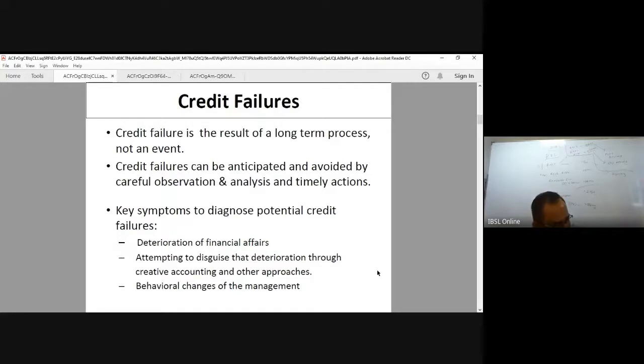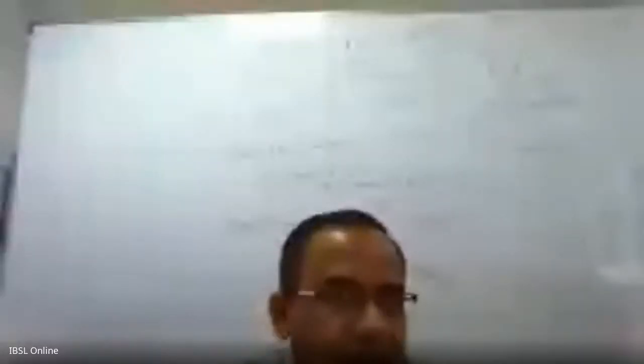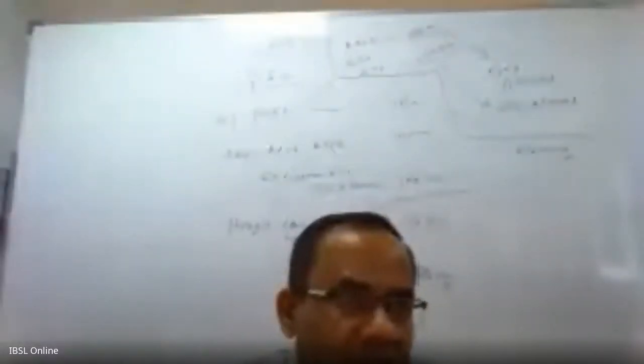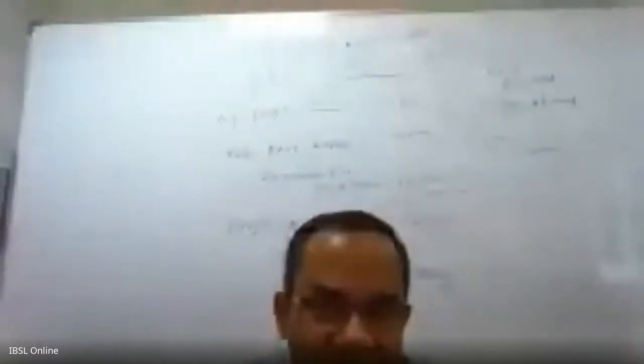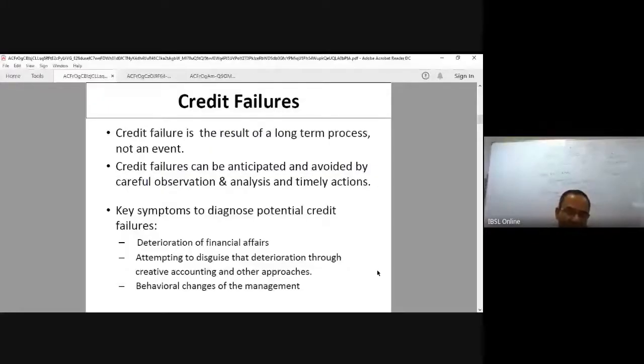There are a few cases where, let's say, the business went under fire, but the customer had not taken the fire policy. Something like that can happen. But 99% of the time, credit failure happens as a long-term process. It's not an event.